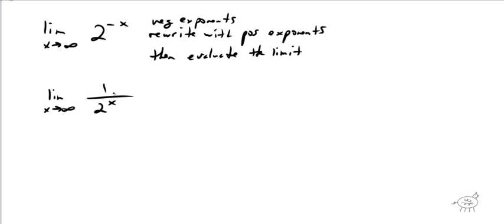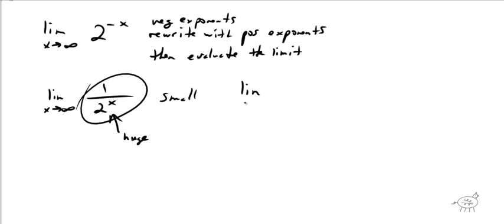So what happens when x goes to infinity now? 2 to the first, 2 to the second, 2 to the third, 2 to the fourth, 2 to the fifth, 2 to the millionth, 2 to the trillionth. Doesn't this get really huge? And then what happens to the whole thing? It gets really small. And if it gets so small, we can say limit as x approaches infinity of 2 to the negative x, then of course is 0, because it's getting really, really, really small. Okay? So again, if you have negative exponents, rewrite it with positive exponents, and then evaluate the limit, and I think your life is going to be a lot easier if you do all that.